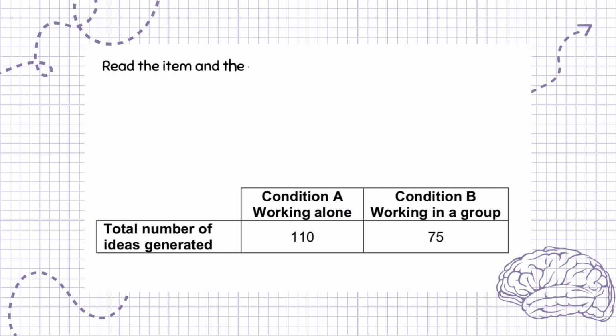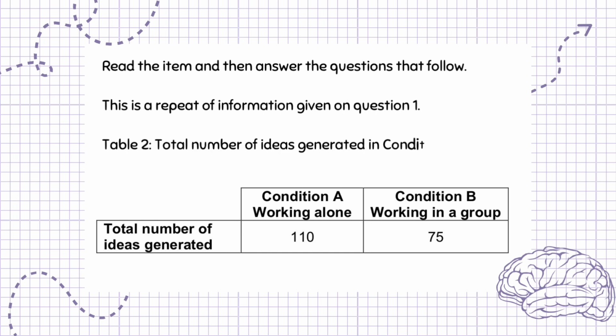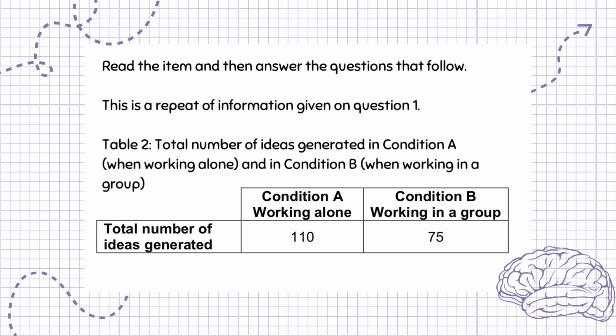Read the item and then answer the questions that follow. This is a repeat of information given on question 1. Table 2. Total number of ideas generated in condition A, when working alone, and in condition B, when working in a group.